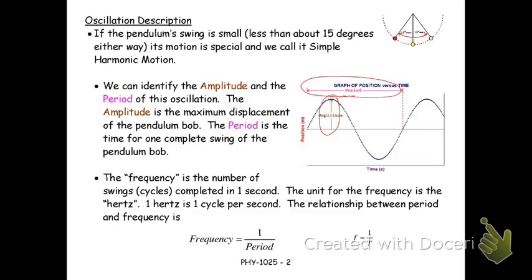We say if the pendulum swing is small, less than about 15 degrees either way, its motion is special, and we call it simple harmonic motion, SHM. And the same thing goes for a mass on a spring, and SHM is very important. When you get SHM, you get a sine curve. We can identify the amplitude and the period of the oscillation. The amplitude is the maximum displacement of the pendulum bob, if we're talking about pendulums. So it's that distance from the extreme to the middle.